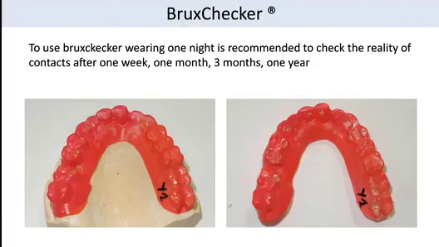Another point on implants: I recommend using a bite checker to control the occlusal adjustment. Using a bite checker every night is recommended to check the reality of contact after 1 week, after 1 month, after 3 months, and 1 year. It is a very simple tool, and you can read the reality of the contact and make some little adjustments, specifically to avoid chipping.